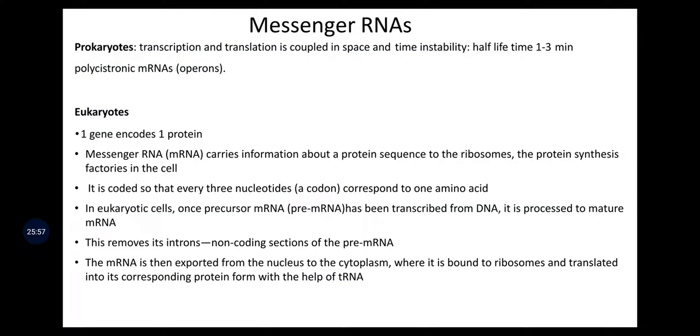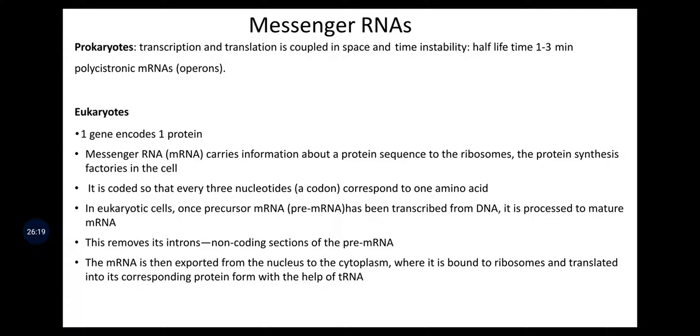We'll see here, in prokaryotes, the transcription and translation are coupled in space and time, spatiotemporal. Half-life time is 1 to 3 minutes. Polycistronic mRNA is obtained in prokaryotes when we talk about messenger RNA. In case of eukaryotes, one gene encodes one protein.